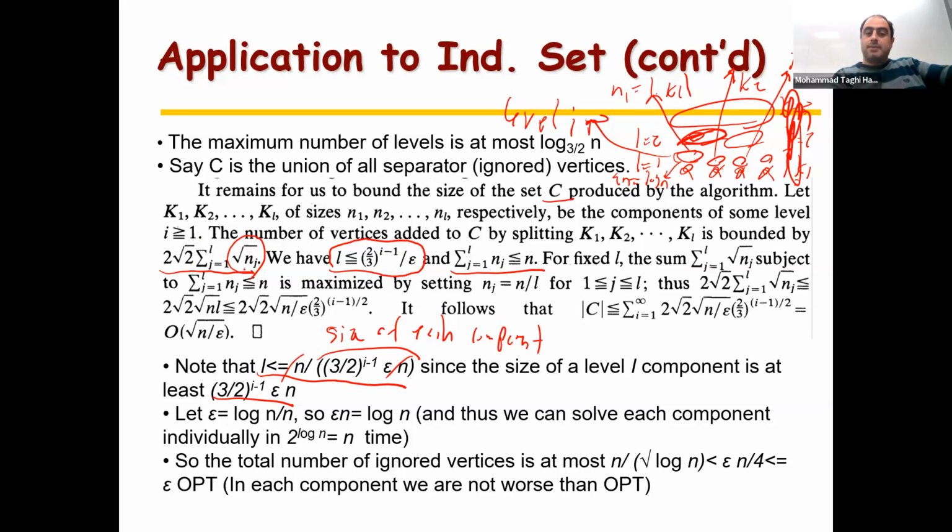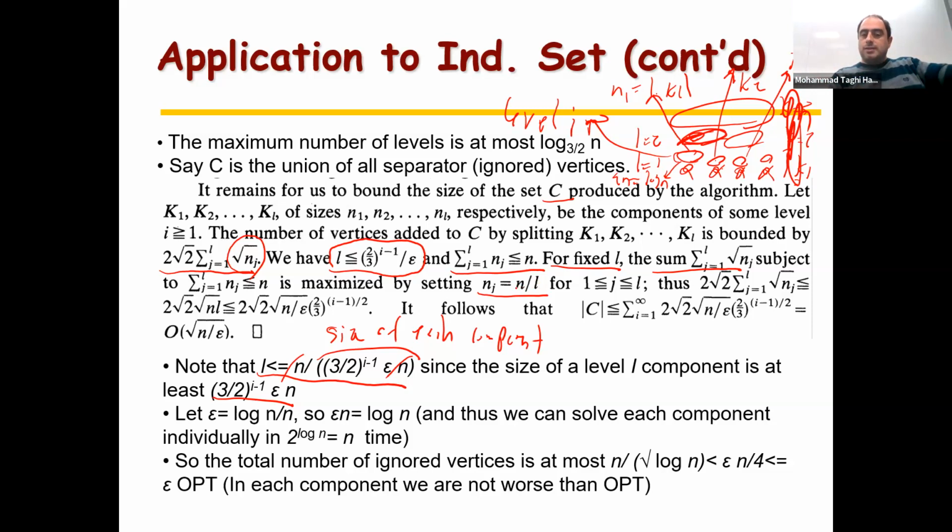Now, having these two things, I want to maximize this sum. How much can I add at the maximum to this C, which is the union of all separators? For a fixed L, this sum, subject to the sum of these nj being less than or equal to n, is maximized by setting all of them equal. This happens a lot, essentially, when we have this kind of convex or concave function, you can find min and max. One good example is a case that you can prove it actually. The worst case will happen when the size of all of these components is the same, in particular n over L.